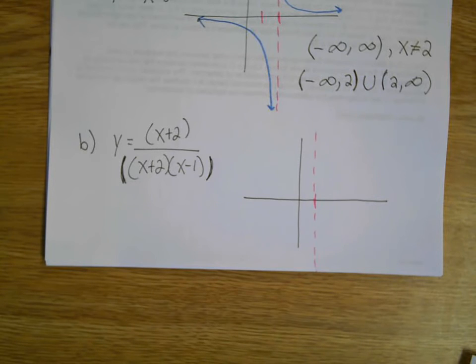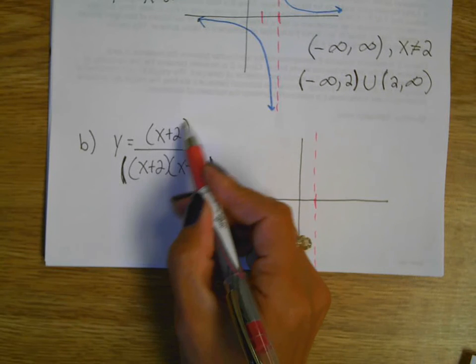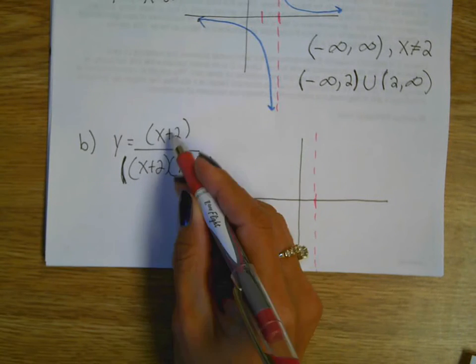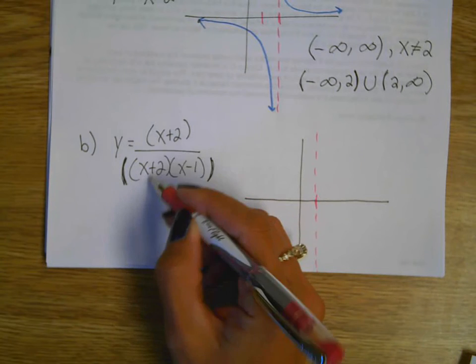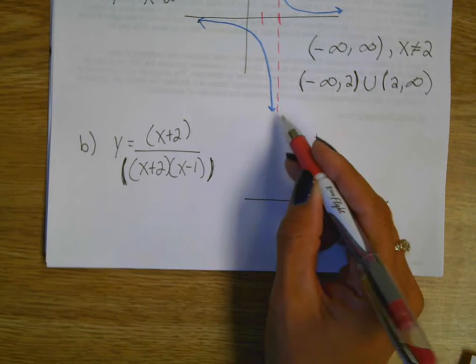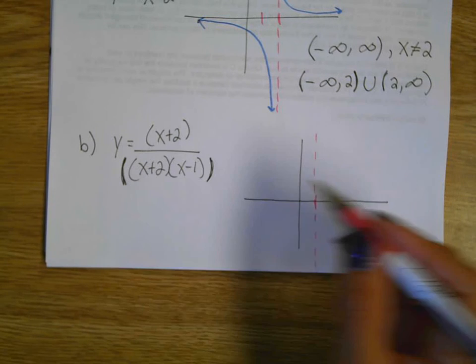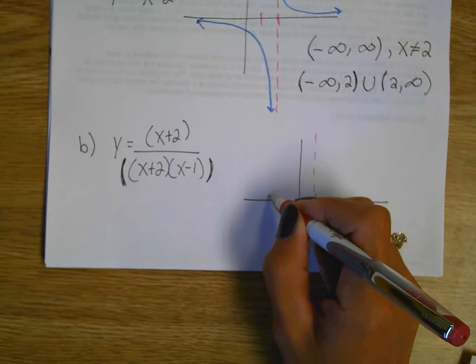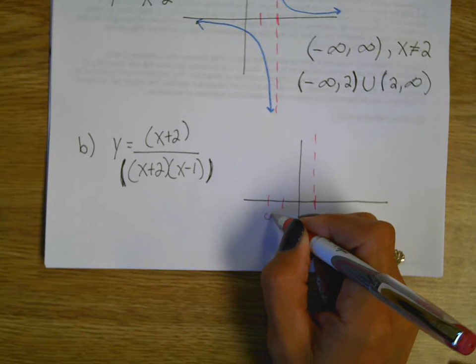It's called a removable discontinuity, back from, again, advanced algebra. It's removable because it's got the same factor in the numerator and denominator. That's called a removable discontinuity, where this one stays. If it's non-removable, it's an asymptote. If it's removable, it's a hole. So at negative 2, we will have a hole in the graph.